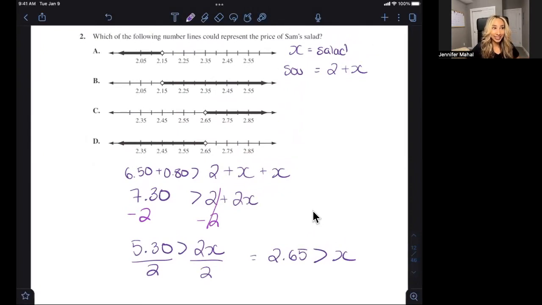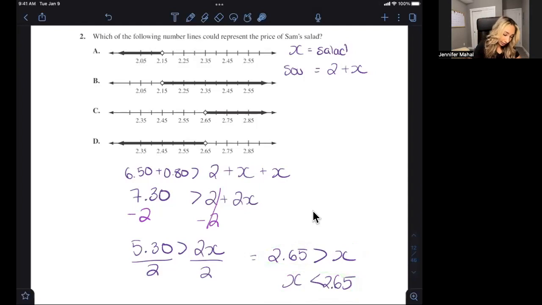And I really hope that this doesn't confuse everyone just because we're so close to that exam. But if we write X on the left-hand side, which means I then need to flip my inequality sign, I'm not dividing by a negative number, I'm just rewriting it. So X is on the left side, and so that means the inequality has to be flipped, right? Regardless, it needs to read that X is less than $2.65 or $2.65 is greater than X.